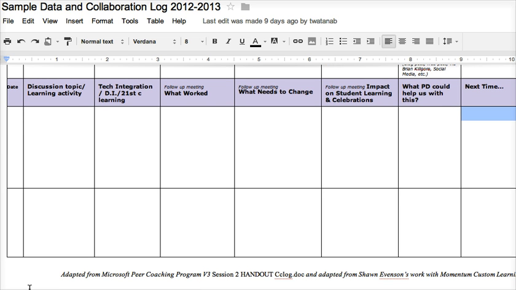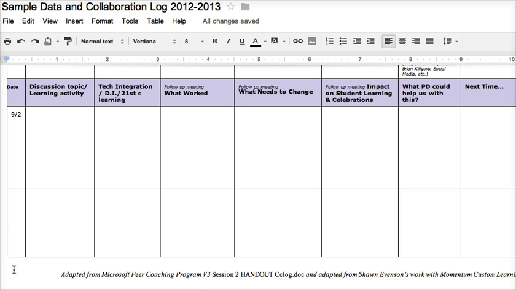I'll put in the date of our meeting, and then I'm going to use the discussion topic of the month. Let's say that this month's topic is how does using Bloom's taxonomy and DOK, depth of knowledge, help with asking deeper questions? That's what needs to go in the discussion box.